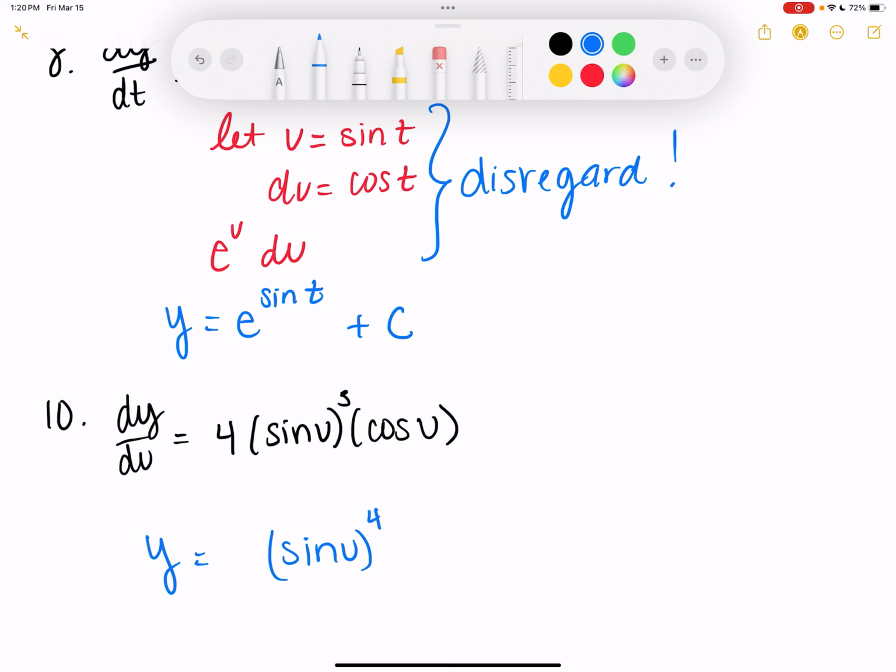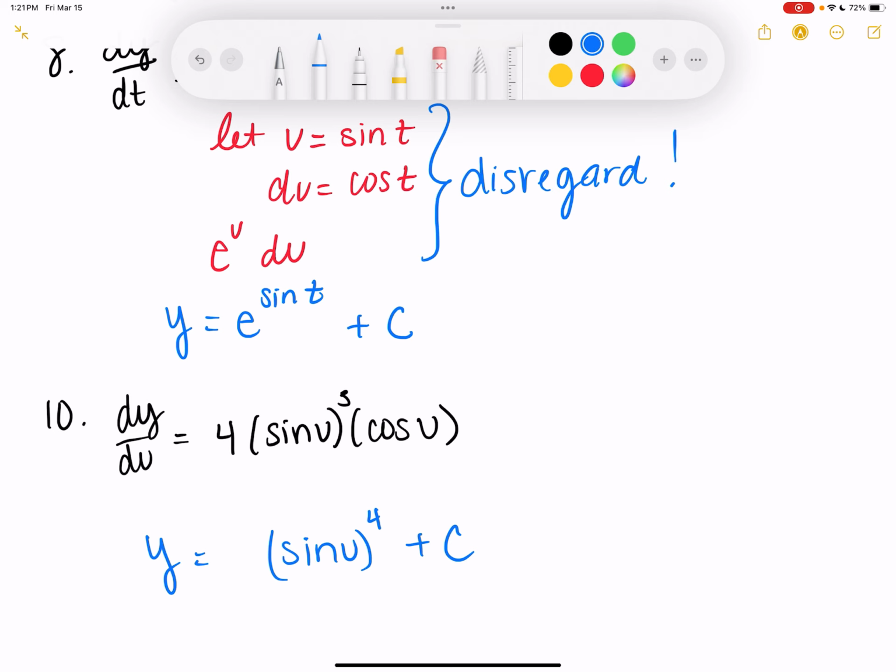Peyton said the chain rule, so what does the chain rule tell us to do? Take the derivative of the outside, which gives us what? 4 sine u cubed. Then we take the derivative of the inside, and what's the derivative of the inside? So you're done. Plus C. That's what I was thinking.